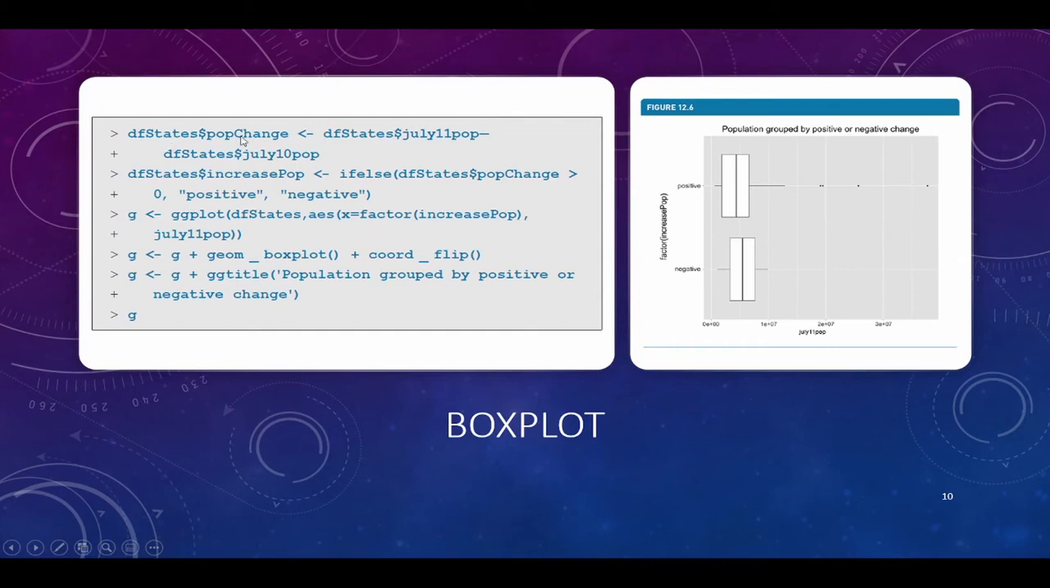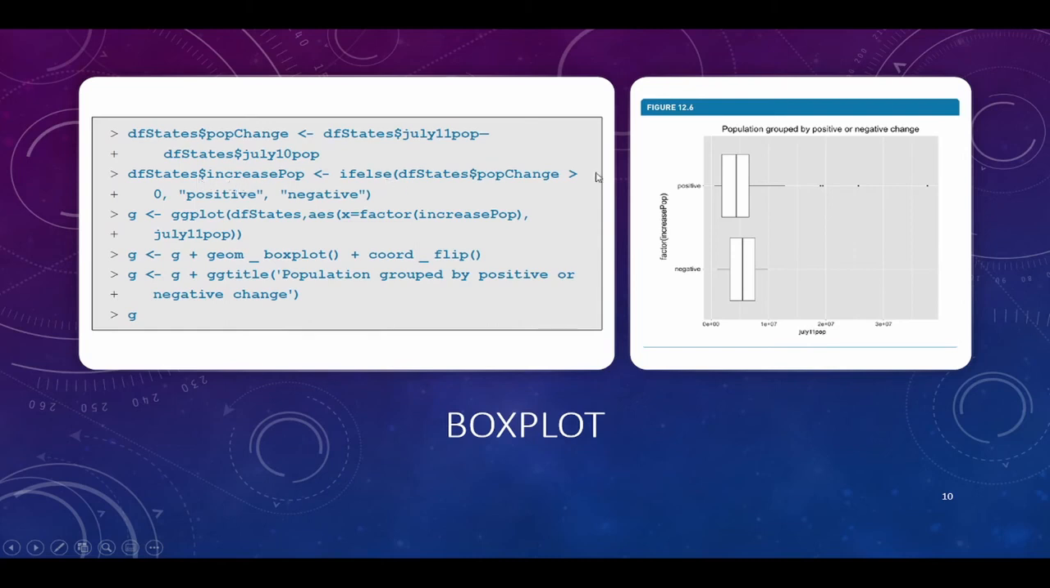So this first line is going to create a new column in the data frame, and we're calling it population change. The whole point of this box plot is to see how many states have had a positive increase in population and how many states have had a decrease in population. So we're going to create a whole new column. What's going to go in there is just true or false, positive or negative. It's one or the other. We're just putting it into buckets. Is it a positive or a negative? So the first one creates that column.